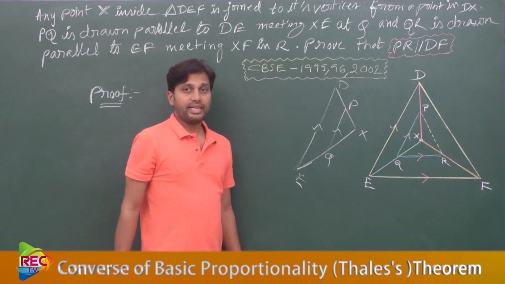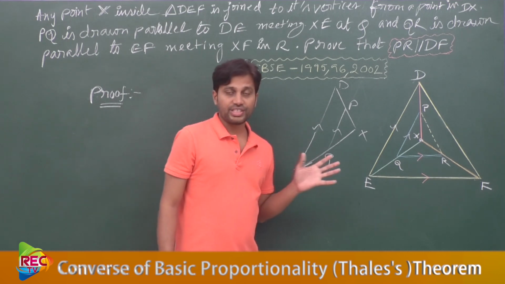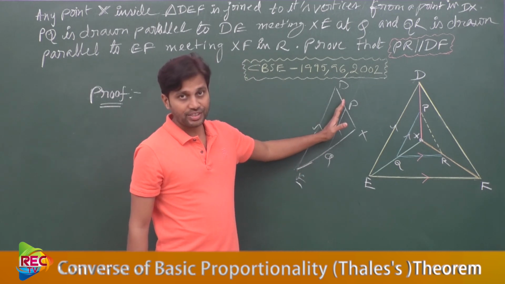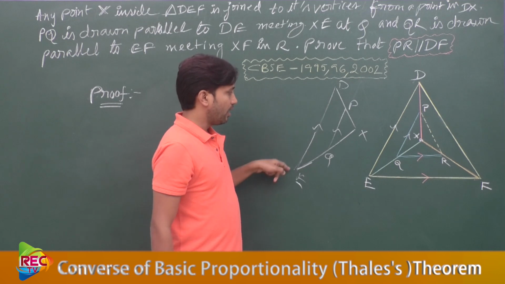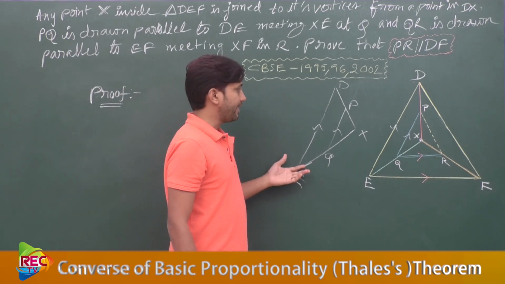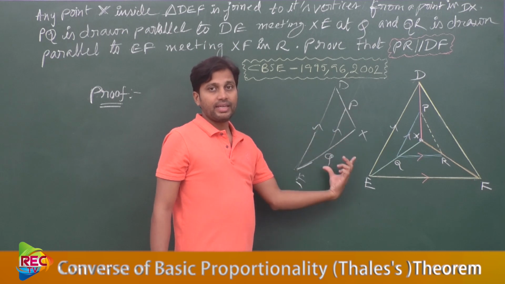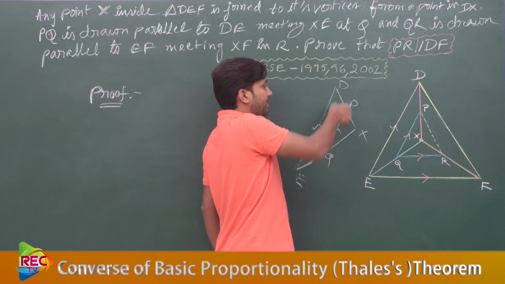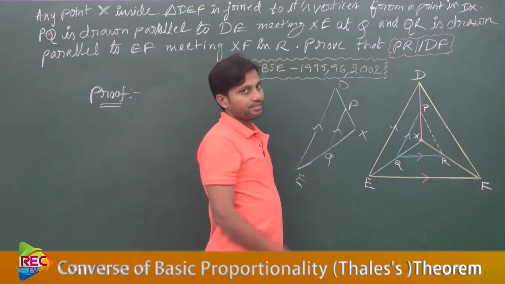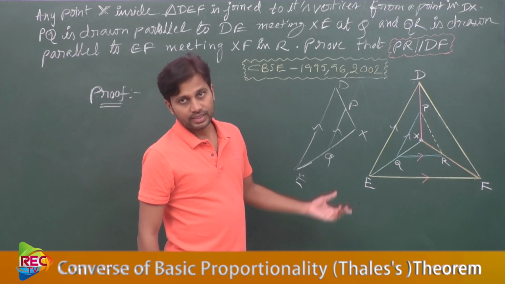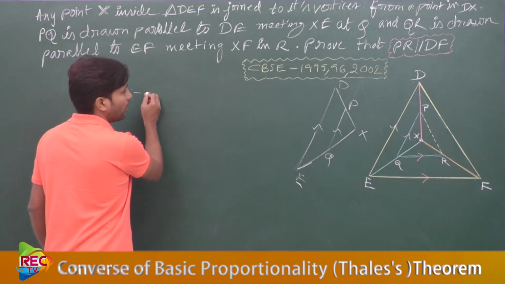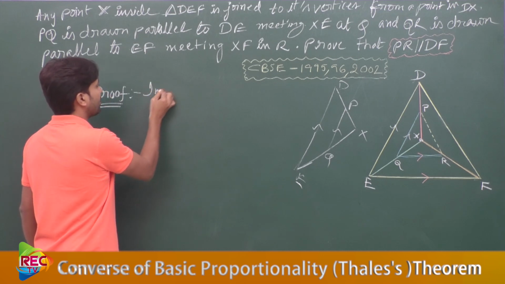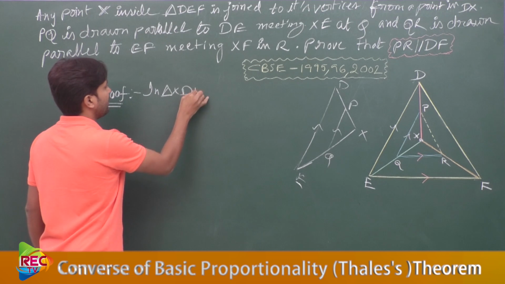Now clearly we can see this condition is suitable to apply the Thales theorem, because PQ is a line drawn parallel to the third side, so obviously we can apply the Thales theorem result. What is that? XP by PD equals XQ by QE. That is the result of Thales theorem. So let us write down the proof. In triangle XDE.